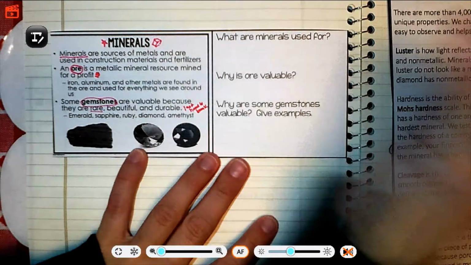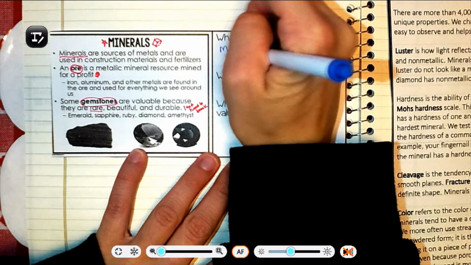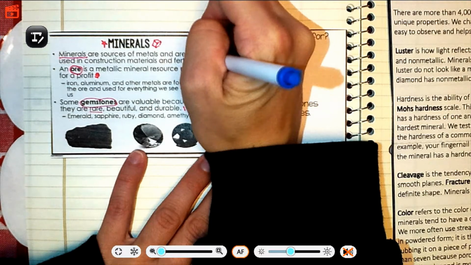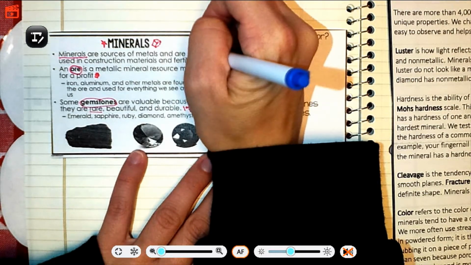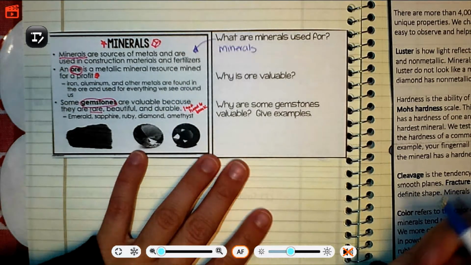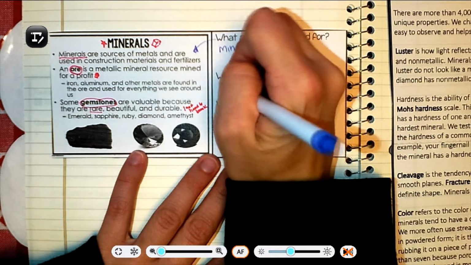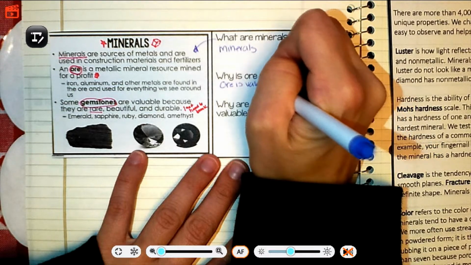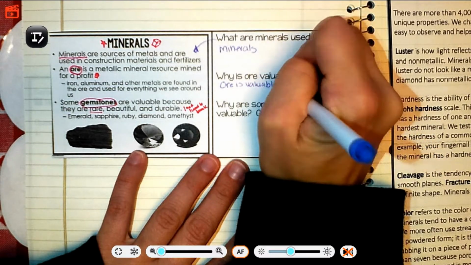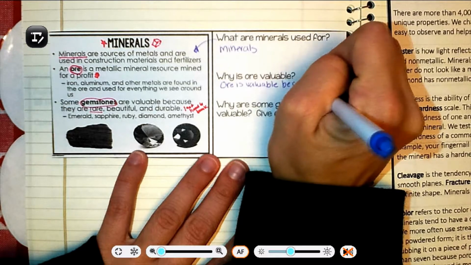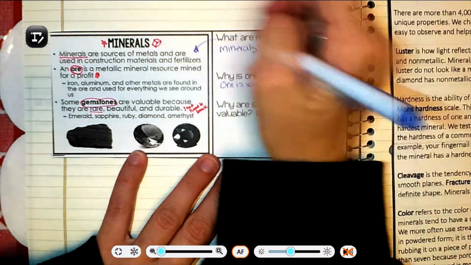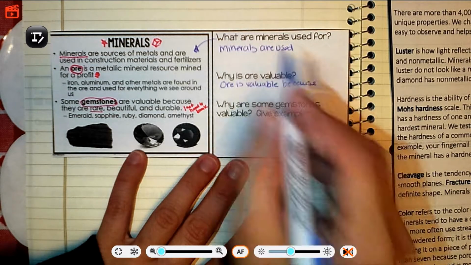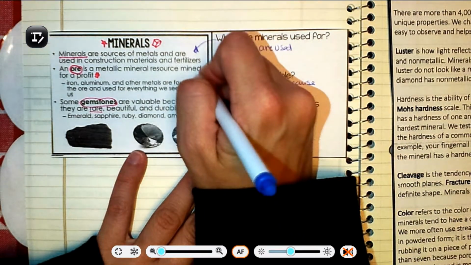So what are minerals used for? Minerals, and this one's going to come from that first bullet point. Why is ore valuable? Ore is valuable because, finish that sentence. And find that in that second bullet point.